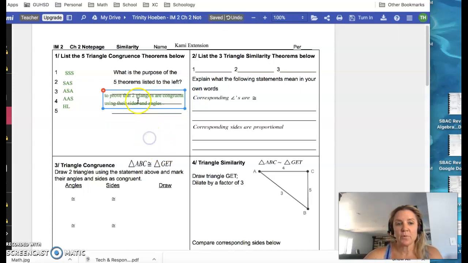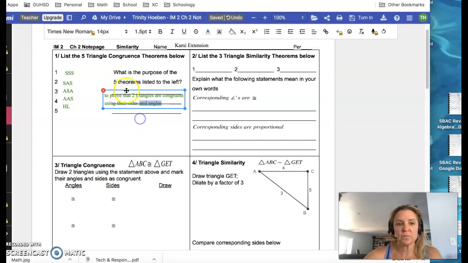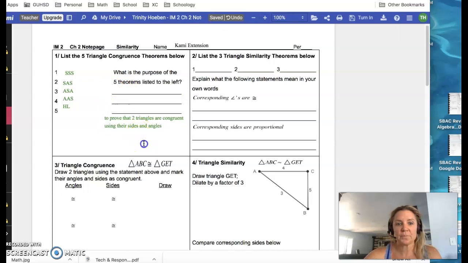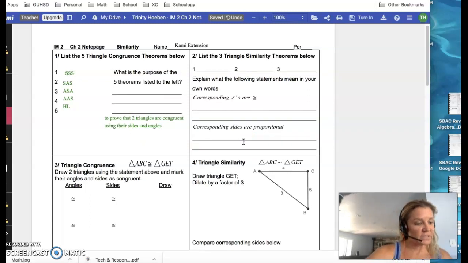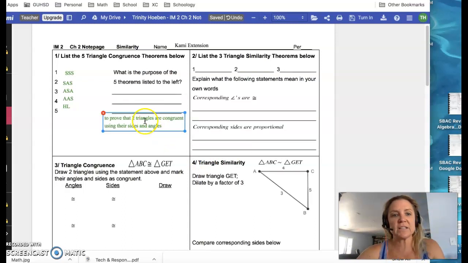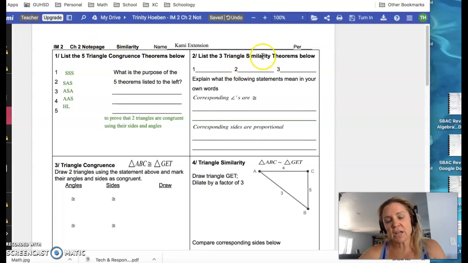Let's move down here so you can see it. All right, question number 2 says, list the 3 triangle similarity theorems. Similarity is different than congruent. Congruent means that they have equal measurements. Similarity means that they're similar.